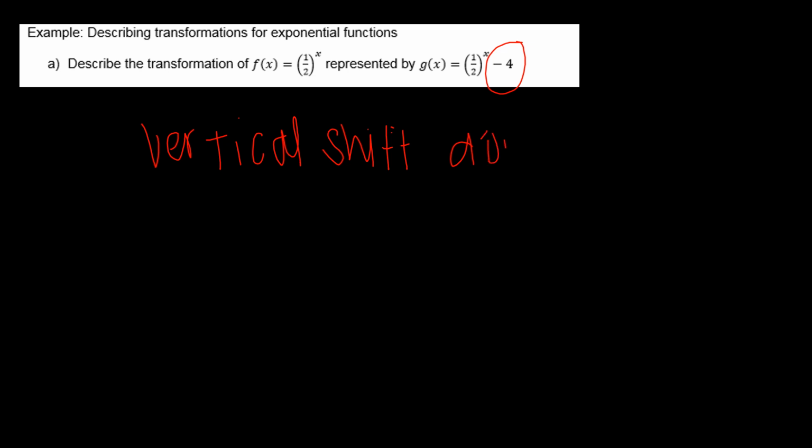All right, so our first example, describe the transformation of f of x equals 1/2 to the power of x, represented by g of x equals 1/2 to the power of x minus 4. So here, our difference from f to g is the minus 4. So that is outside, so it's vertical. And it's plus or minus, so it's a shift. And then minus we know is down 4.